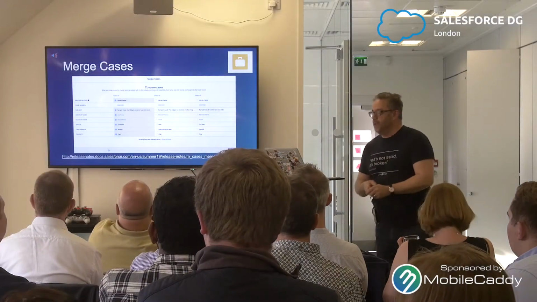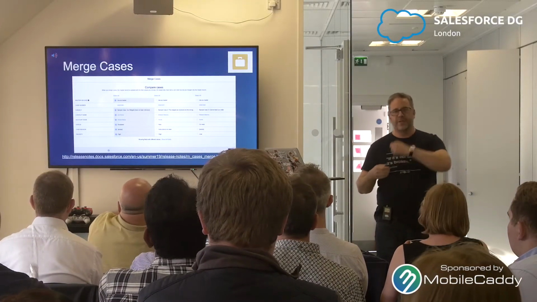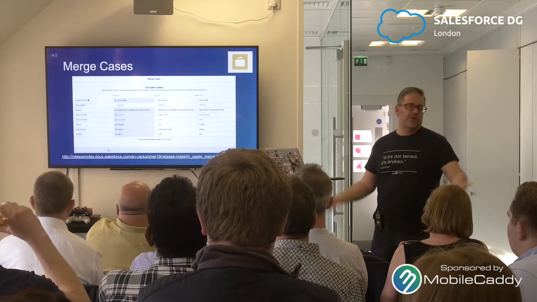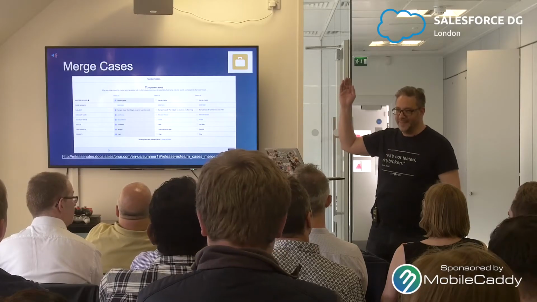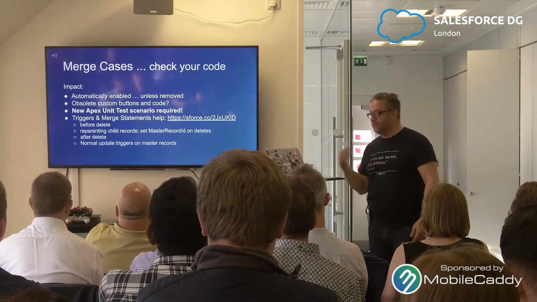The first one I want to talk about is merge cases, which snuck in in Summer 19. Most people say, so what? We've had merge leads, merge accounts, it's nothing new. But how many of you have potentially written an Apex trigger on cases that's checking some business functionality, but doesn't do a unit test on merge? Because you couldn't. So you have to think about this.